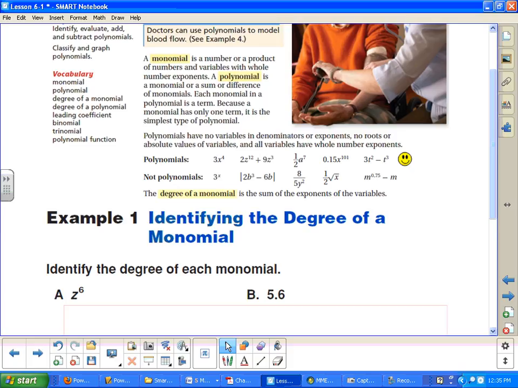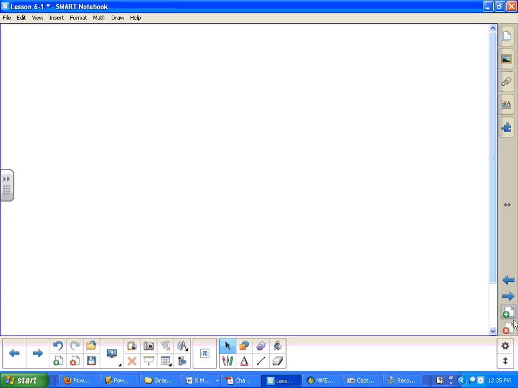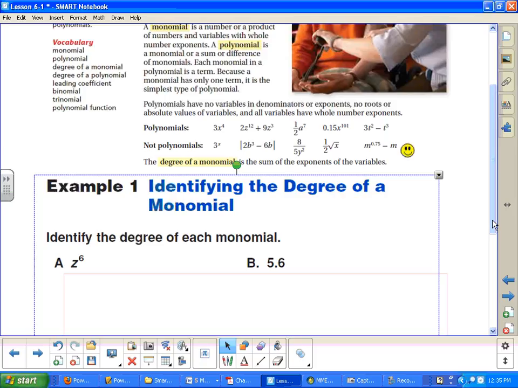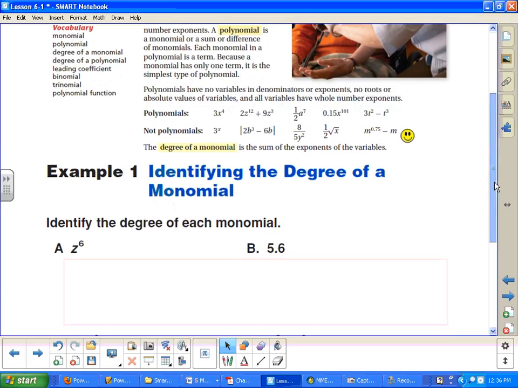And so you can see these other ones down here. These are not polynomials. We have x is in the exponent, absolute value. Variable y is in the denominator, square root, m to the 0.75 power. So a polynomial has the exponents are all whole numbers. Okay? The degree of the monomial is the sum of the exponents of its variables. You don't count the exponents for the numbers, just the exponents for the variables when you're looking for the degree of a monomial, okay? Which is what you worked on yesterday.